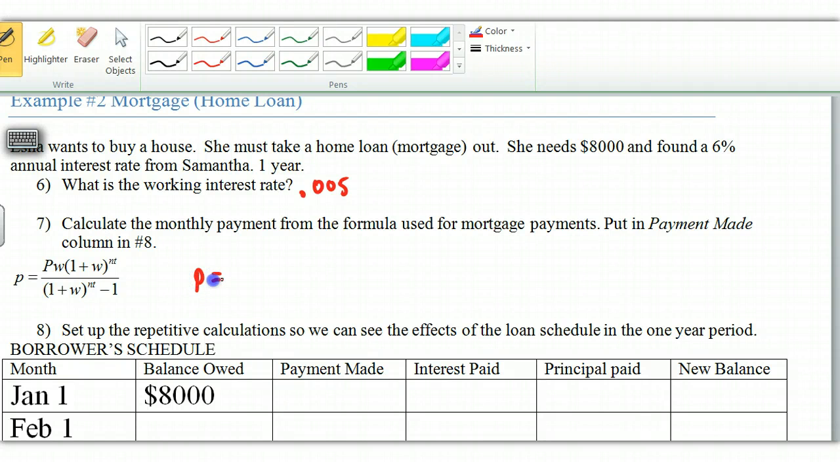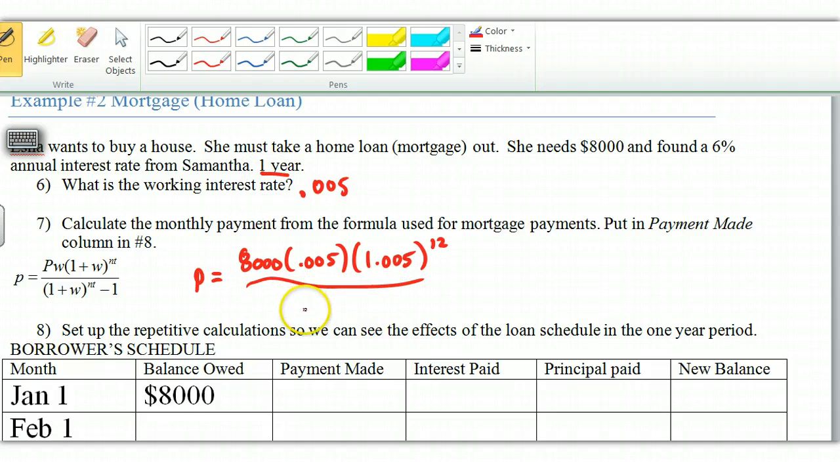So P is equal to my principal, and then my working interest rate, 1 plus my working interest rate, and I'm going to raise this just to the 12 because I did it for 1 year. In my previous example, I did it for longer, but this one I just want to do for 1 year. And then I'm going to take 1.005 from here, raise it to the 12, and subtract 1.